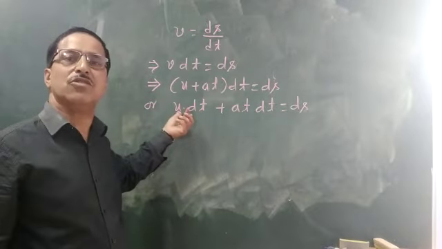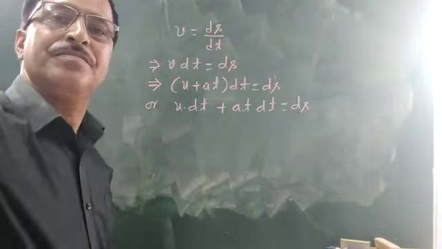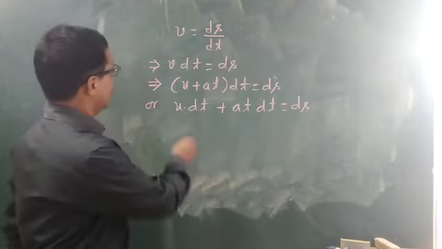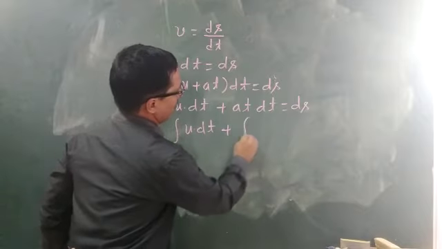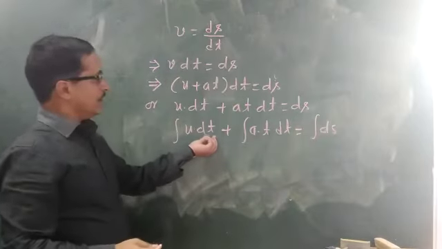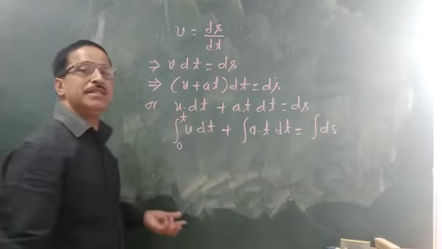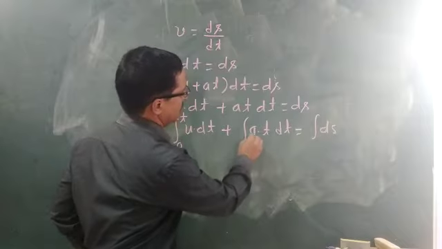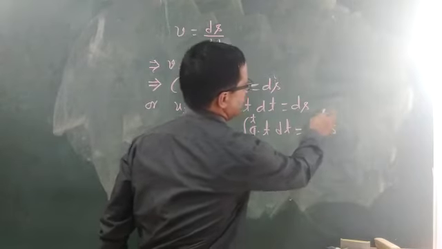u is the initial velocity, which is constant. a is the acceleration, which is also constant because it is uniformly accelerated motion. Now integrate this equation between the suitable limits of time and distance. So we get integration of u dt plus integration of at dt is equal to integration of ds. We start from t equal to 0, so the lower limit is 0 and the upper limit is t, because we will study the particle up to the time t. So the limits of time will be 0 and t, and if we start from 0 distance, the limits of distance will be 0 and s.